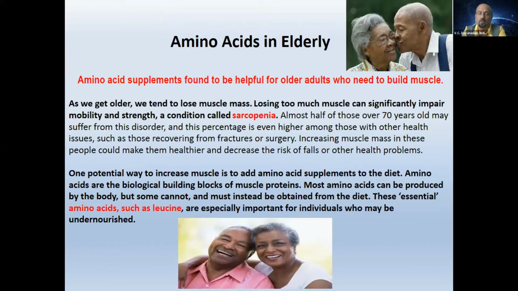AminoPep also helps to strengthen the muscles in a condition called sarcopenia, which is basically the softening of muscles as persons get aged, maybe around 60, 70, or 80 years. It affects their mobility. A supplement which has protein with vitamins and minerals is ideal for them to strengthen the muscles and improve their mobility. So it's ideal for elderly people also.